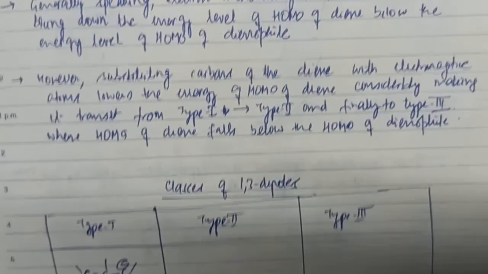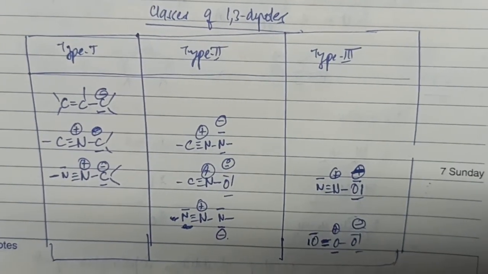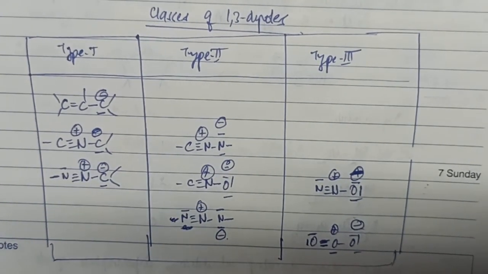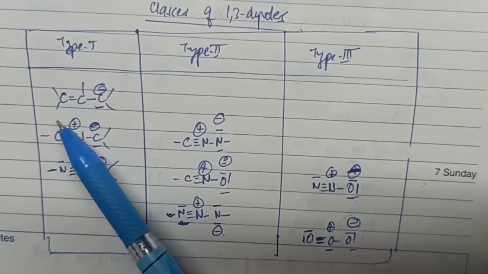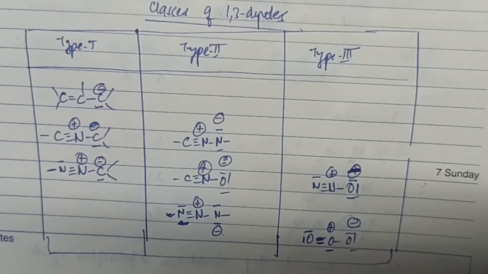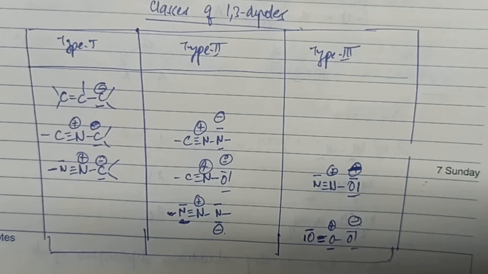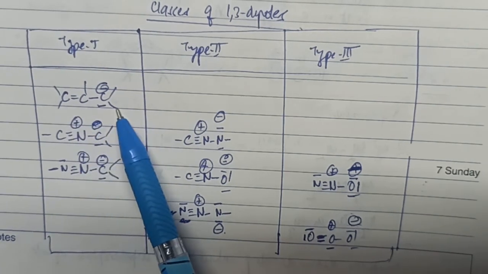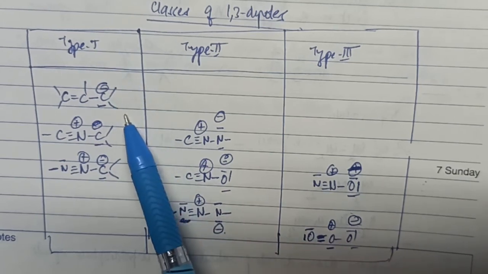Now, on the basis of this, we have divided dipoles into 3 classes. As you can see, 1,3 dipolar cycloaddition reactions we have very recently done. 1,3 dipolar cycloaddition reactions are a reaction between a 1,3 dipole, which is actually a 4-pi electron contributing system, and a dipolarophile, which is a 2-pi electron contributing system. Let's say that 1,3 dipole, if it is an all carbon system, falls under the type 1 category. That is, the HOMO of the diene is higher in energy than the HOMO of the dienophile.